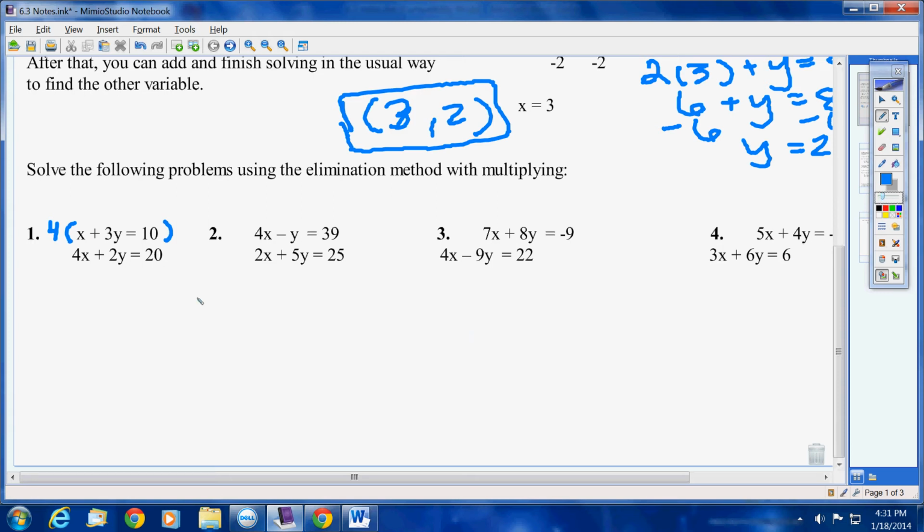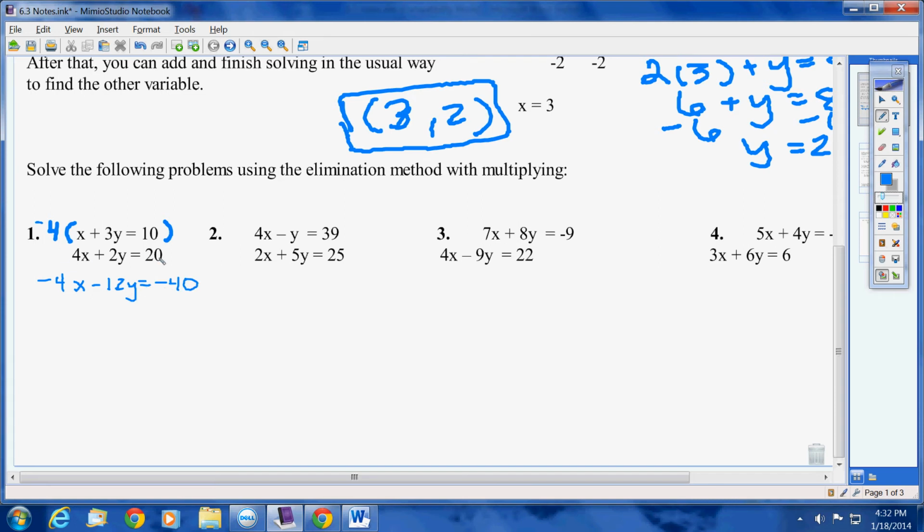I'm going to put that down a little bit, make it a little thinner. Now, if I add 4 and 4, that's going to equal 8, so I need to make that negative as well. So now I'm going to multiply by -4. The point of multiplying by -4 is so I can eliminate the x's when I'm done multiplying. I'm going to rewrite the top equation multiplied by -4. That's going to be -4x minus 12y equals -40.